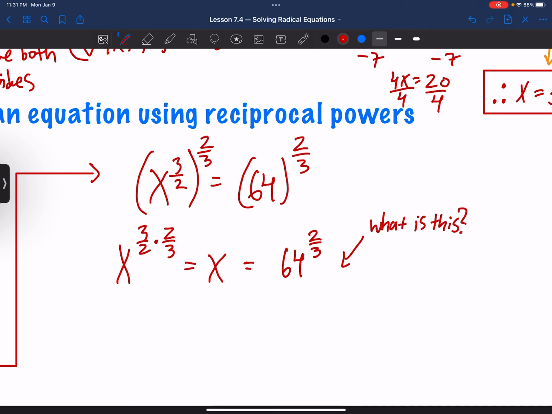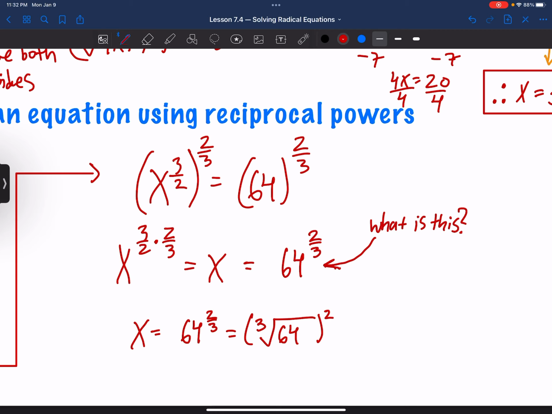Because you don't want to leave this. You want to simplify this 64 to the 2/3 business, right? So I can rewrite this. Let's say x equals 64 to the 2/3, which equals the cube root of 64, and where we put that exponent of 2 is up to you. If you would like to square 64, you can. Or what I like to do is it's easier to take the root first and then square that result.